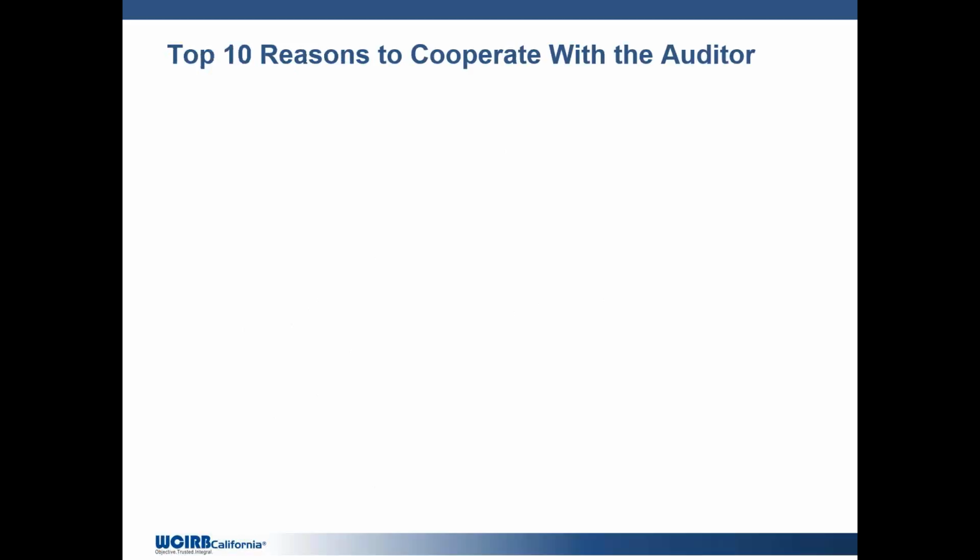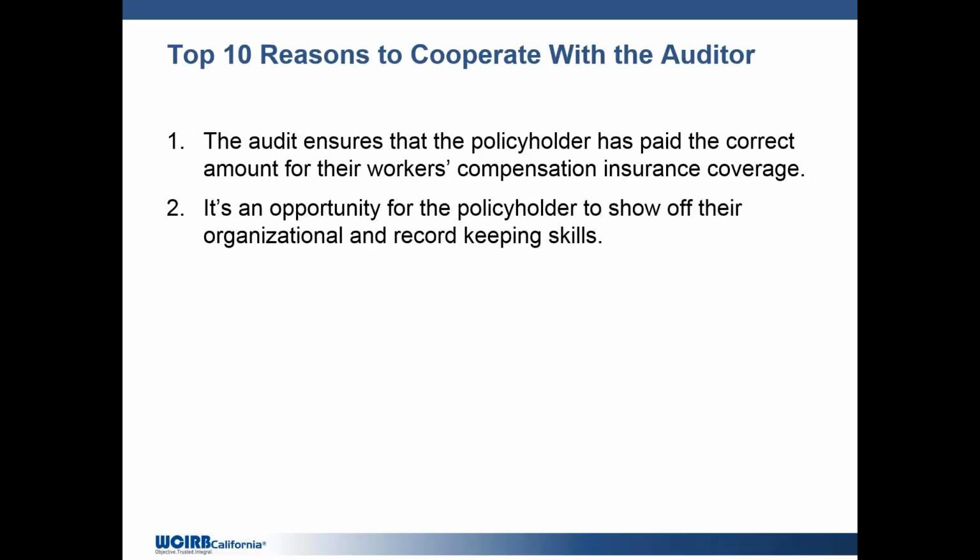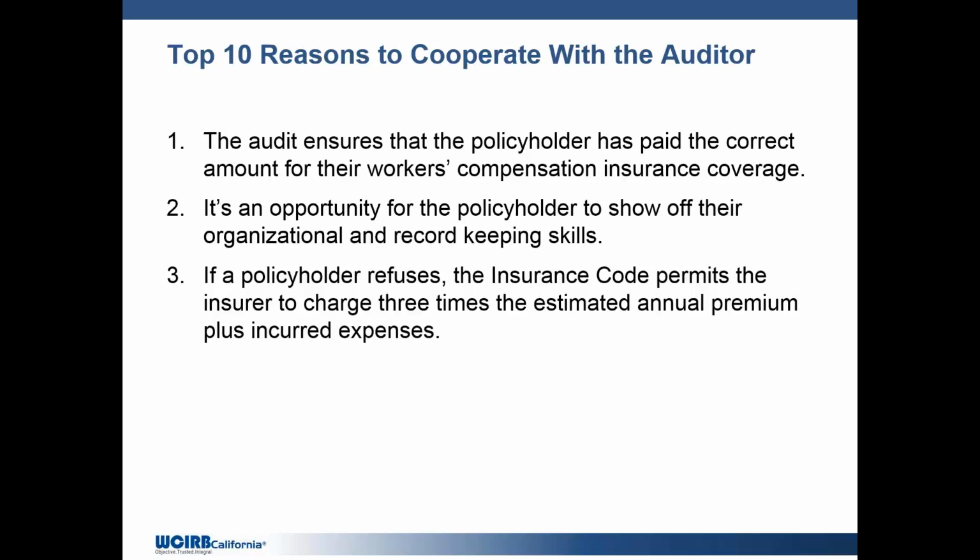So what we're going to do is lighten things up a little bit here and summarize today's webinar. We've got a top 10 list of reasons to cooperate with the auditor. Number one, the audit ensures that the policyholder is paid the correct amount for their workers' compensation insurance coverage. No more, no less. In addition, this is an opportunity for your policyholder to show off their organizational and record-keeping skills. And I know you've got some policyholders out there who are very organized and have impeccable records. So this is their chance to shine.